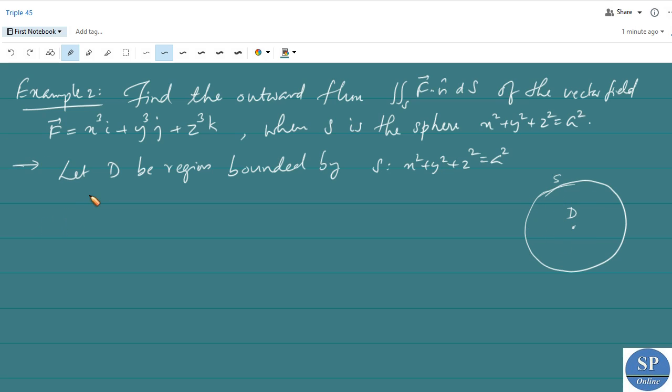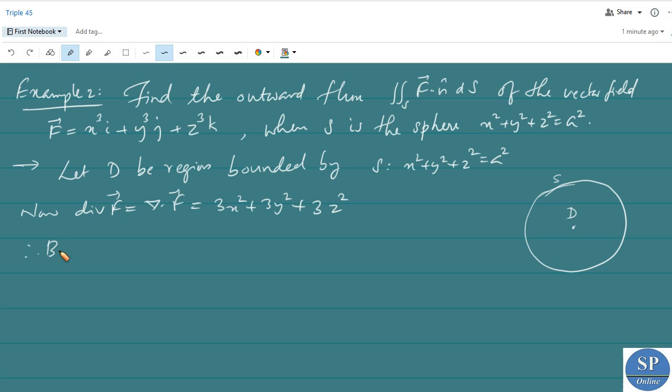To find this surface integral, we can convert this into a triple integral by using the divergence theorem. For that we have to first find the divergence of f. Divergence of f is equal to del dot f, which is dou by dou x of x cube, that is 3x square, plus dou by dou y of y cube, that is 3y square, plus dou by dou z of z cube, that is 3z square.